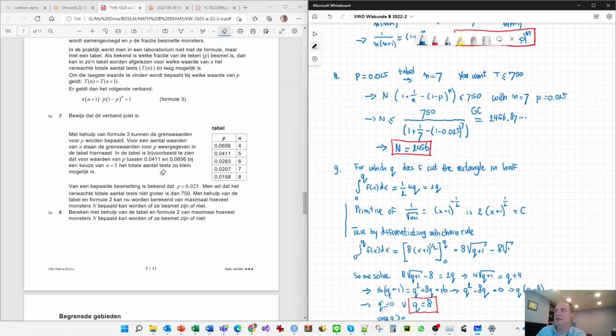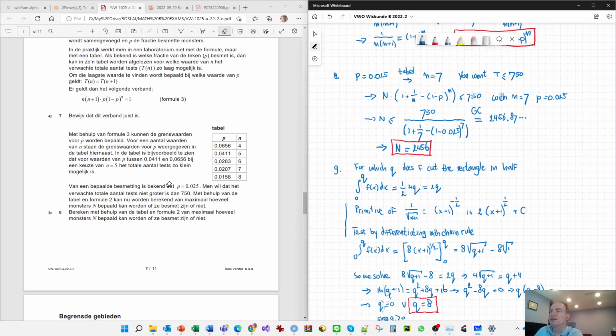So they say that they don't want to do more tests than 750. And if that's a constraint, they're asking how many samples can you actually determine if they're contaminated or not. And there's some table here that you can use. Again, this might be a little tricky if you don't understand the whole long story here.